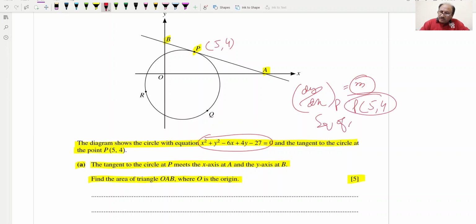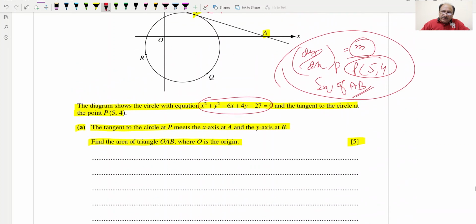Equation of AB we will be writing, and after writing the equation of AB, we will be finding the x-intercept and y-intercept, and then we will be able to find the area of the triangle. Hopefully you understood this strategy. So first of all, we will find dy by dx at P.